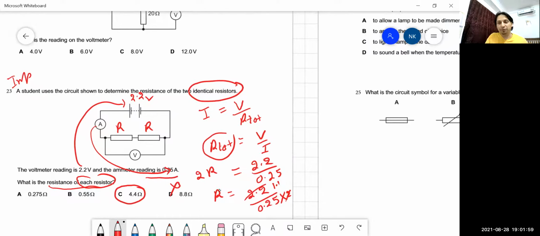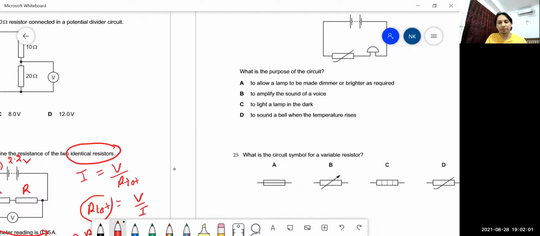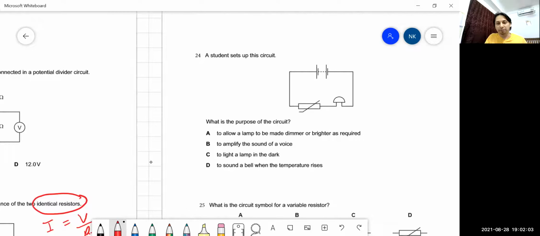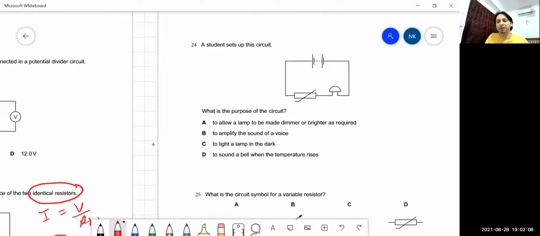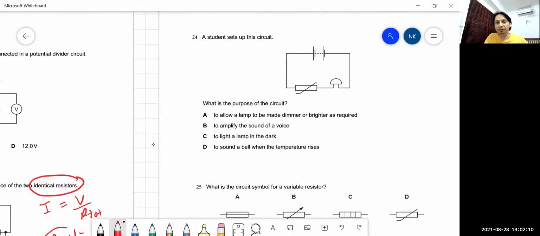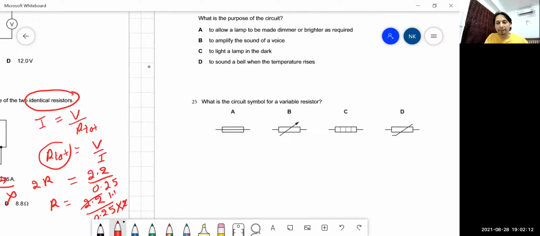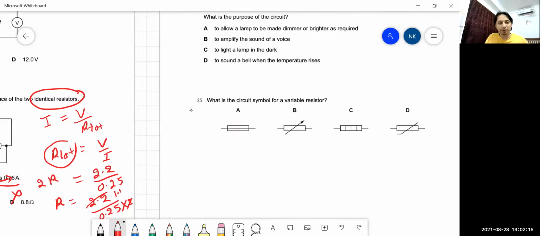Question number 24 that we have to skip here, that we have not discussed this topic also in class, the circuits with different symbols. 25 also I want to skip here.